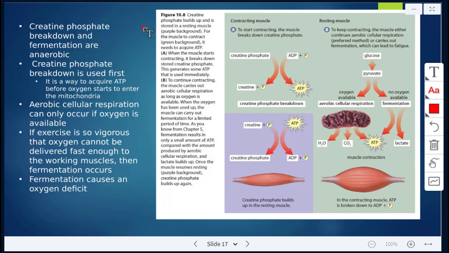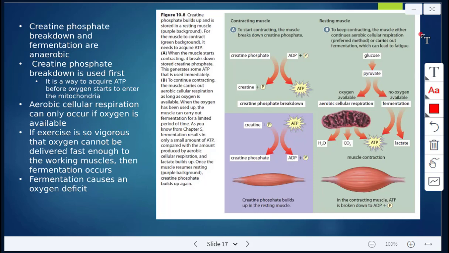So for the muscle to contract, it needs to acquire ATP. In figure A, when the muscle starts contracting, it breaks down stored creatine phosphate. That's going to generate some ATP that's used immediately. To continue contracting, the muscle carries out aerobic cellular respiration as long as there's enough oxygen available.